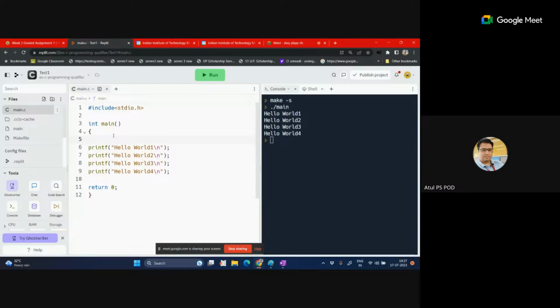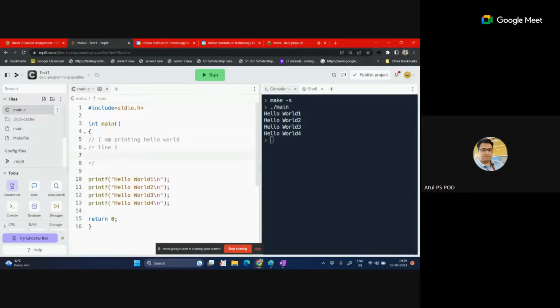Okay, line 1. And this is the closing part. The asterisk and slash is the closing, and the slash and asterisk is the opening part. So line 2, line 3, you can write anything. If you run this part, it will not affect your output. It will be totally ignored by the computer.